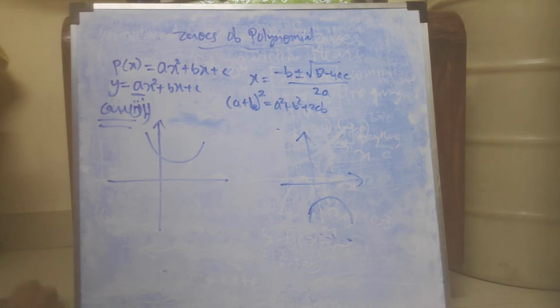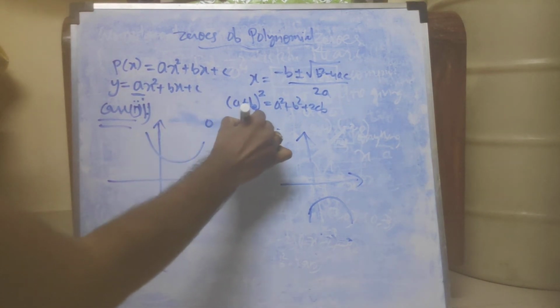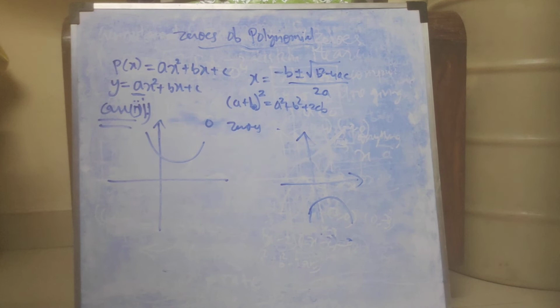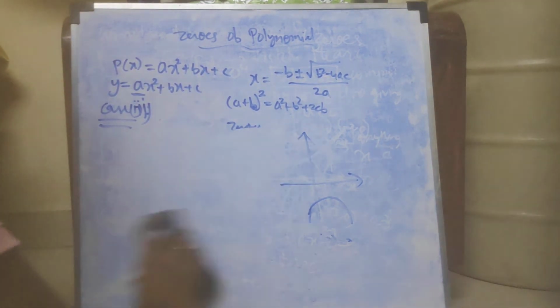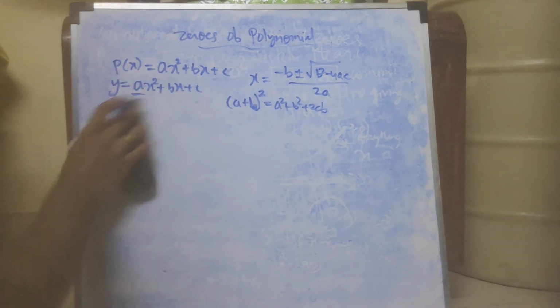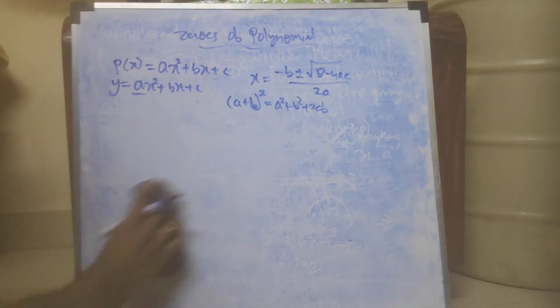There are no zeros at all. So there are three cases, which implies that for a quadratic equation there can be at most two zeros, or either 1 zero, or no zeros at all. So these are the three cases for a quadratic polynomial.